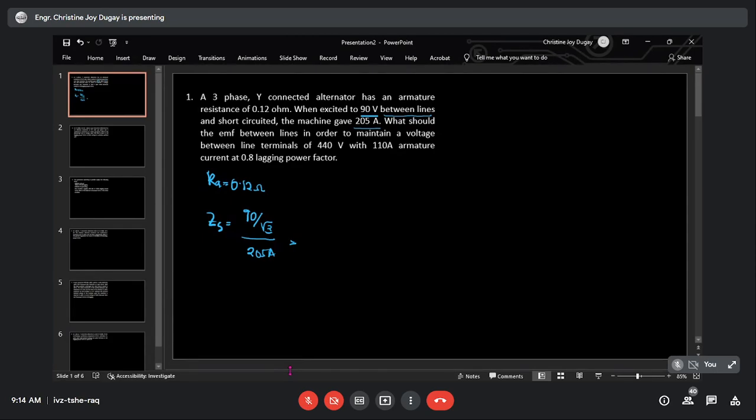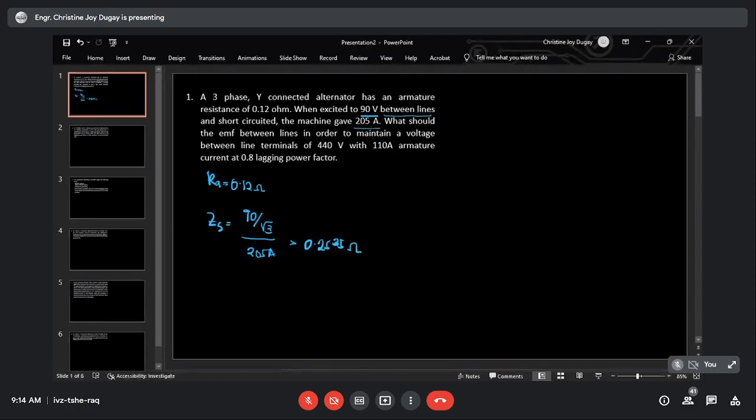Zero point 2535, ma'am. 0.2535 ohms. But the thing here, this is the magnitude, no? I would like to repeat myself, this is only the magnitude. Hindi po natin alam yung angle po niyan. So, paano po natin kukunin yung angle po ng synchronous impedance po natin?